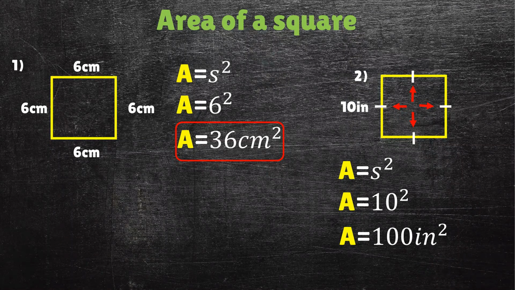And there you have it, how to find the area of a square. Just remember, area is the amount of surface a shape covers, and for squares, we can square a side length to find the area.